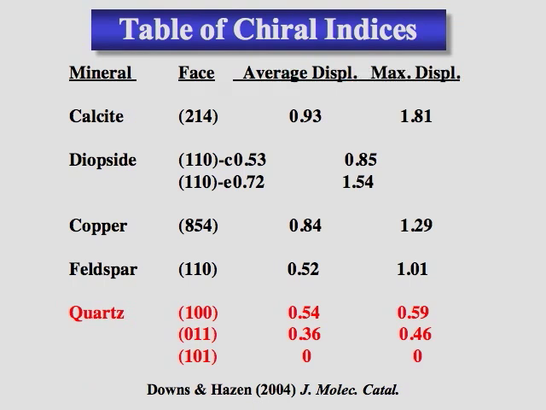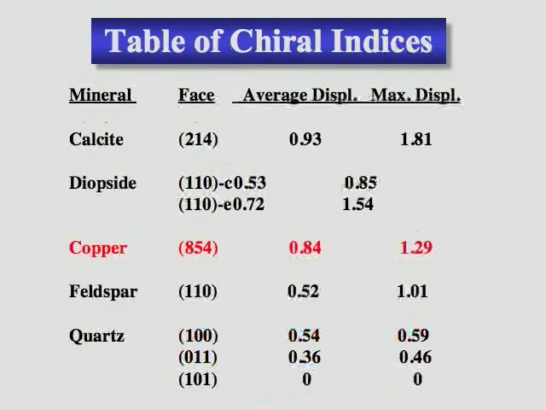Copper, the metal, is much, much better. That's what the chemical engineers use. So they see an average displacement of 0.84 angstroms and a maximum displacement of almost 1.3. But look at calcite. This is the highest chiral index of any material we've seen, much higher than that of metals, and makes this an extremely interesting material, not only for origin of life studies and other basic studies in chirality, but also for industrial processes. If you can get a surface like calcite to select the molecule that you want, you're going to have a very good selection indeed.